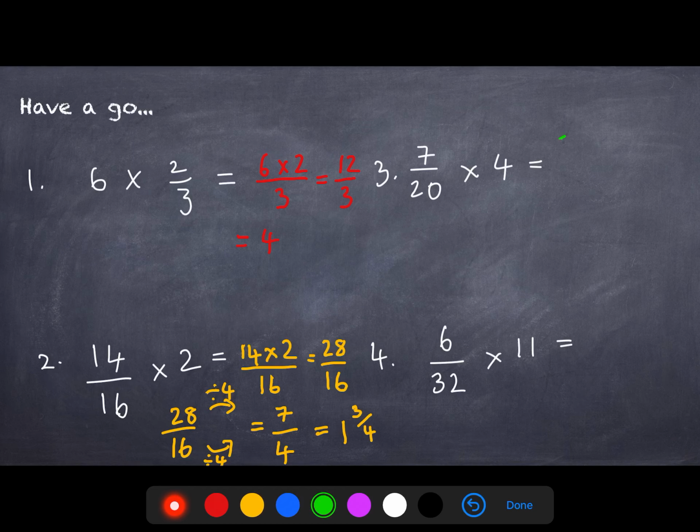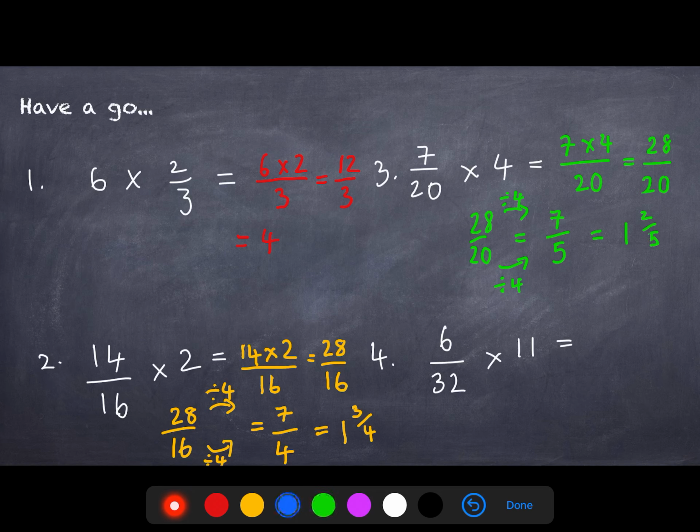Number 3, I've got 7 times 4 all over 20. That is going to be 28 all over 20. I've got common factor again, so 28 over 20. I've got common factor of 4, so I could divide top and bottom by 4. That will give me 7 over 5. That's my improper fraction answer. How many 5s in 7? I've got 1 and 2 left over. So 1 and 2/5 would be my mixed number answer.